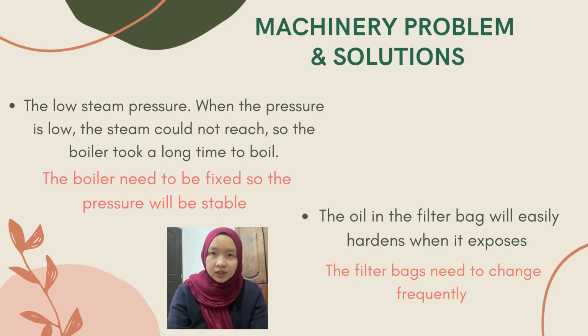In the process of deodorization, there will be problems in how the machine works, the effect of the process, and the product produced. A machinery problem is a problem affecting a machine or a system that makes it not work as it should. The low steam pressure is a problem faced in deodorization. When the pressure is low, the steam could not reach what it should be, so the boiler takes so long to boil, up to 3 to 4 hours, when normally it only needs an hour to reach. So the solution to this problem is they need to fix the boiler so the pressure will be stable.